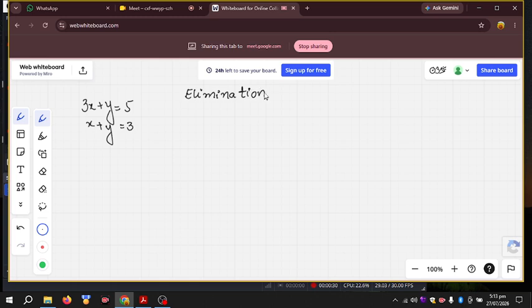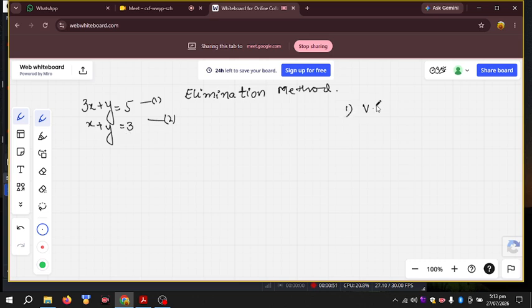know the value of the other variable, we can substitute it in any equation, either equation 1 or 2, to find the value of the first variable. Okay, let me explain how. This is our equation 1 and this is our equation 2. The first most important thing is to eliminate the variables.